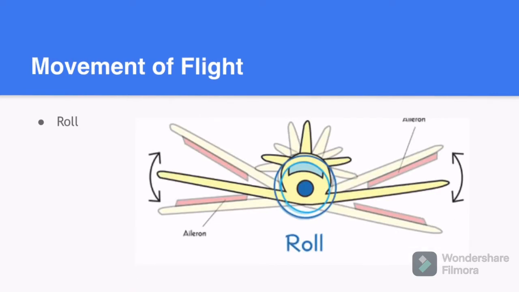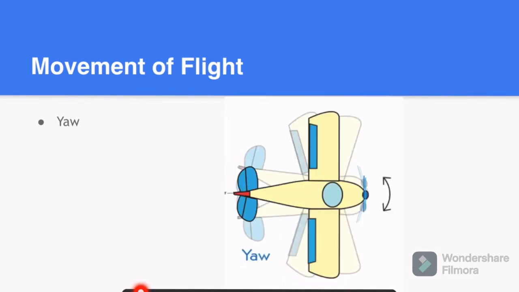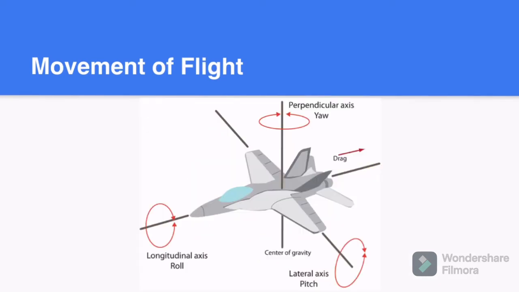Now we'll see the next one. These are the movements of flight. This is roll, this is pitch, and this is yaw. These are the three main axes: the longitudinal axis, the lateral axis, and the perpendicular axis. If we want to roll, it acts on the longitudinal axis.